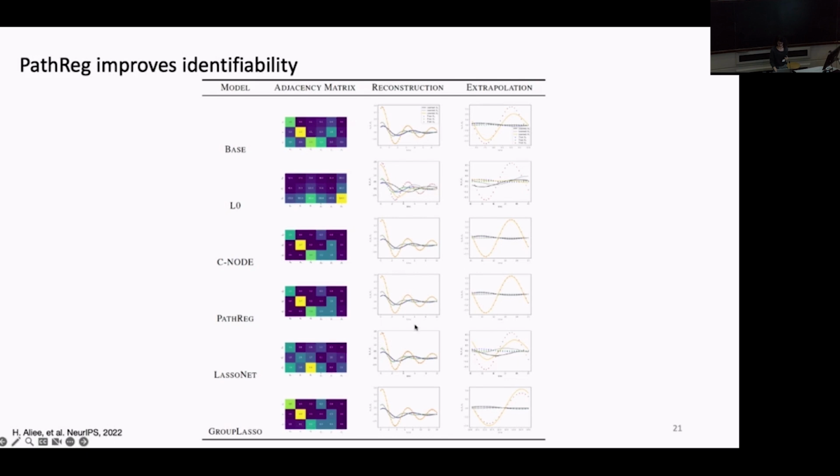Also looking into the reconstruction, except L0 that failed, most of the methods work very well in building the reconstruction, even though the function that they learned was actually wrong. But when we look into the extrapolation accuracy, we could see that only passreg, which predicted the adjacency matrix properly, could extrapolate also with a high accuracy.